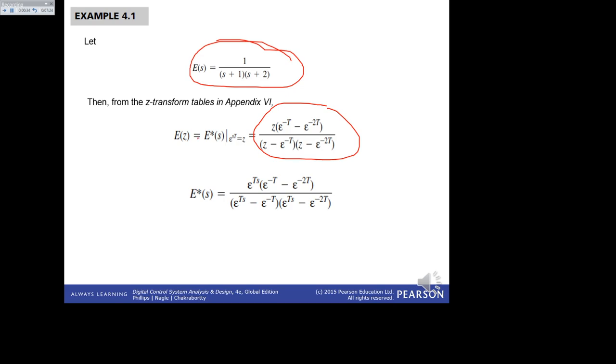So now, if you know that EZ is equal to this, then you can know E asterisk S. How are you going to know E asterisk S? It is just that wherever you have Z, replace it by e to the power TS. You see, this is the same. Even this Z here is replaced by this, and the same with this Z also. So wherever you have Z, just replace it by e to the power ST. In essence, the moment you know any one of them, you can know the other one. As simple as that.